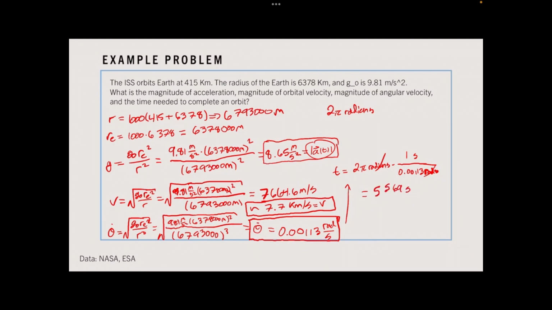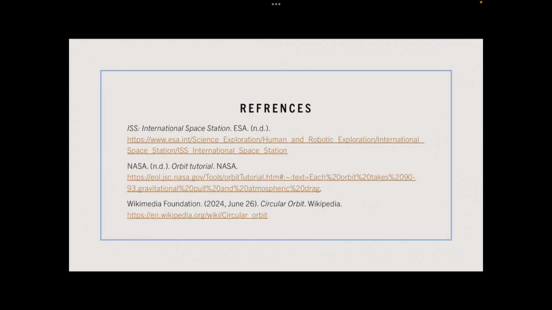That gives us 5,569 seconds, or approximately 93 minutes. And if we look once again at the data provided by NASA, this is also pretty spot on, so the math checks out. So this is orbital velocity derived and applied using the equations that we learned in class. And here are my references.